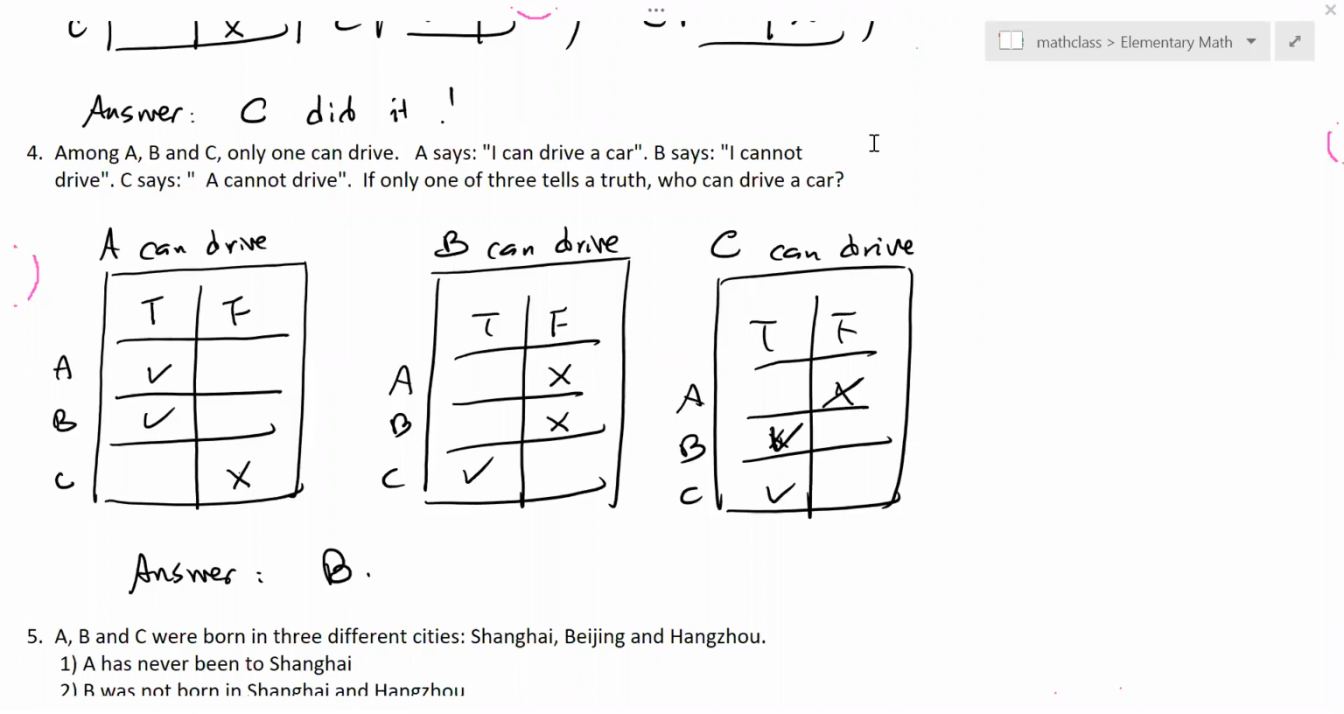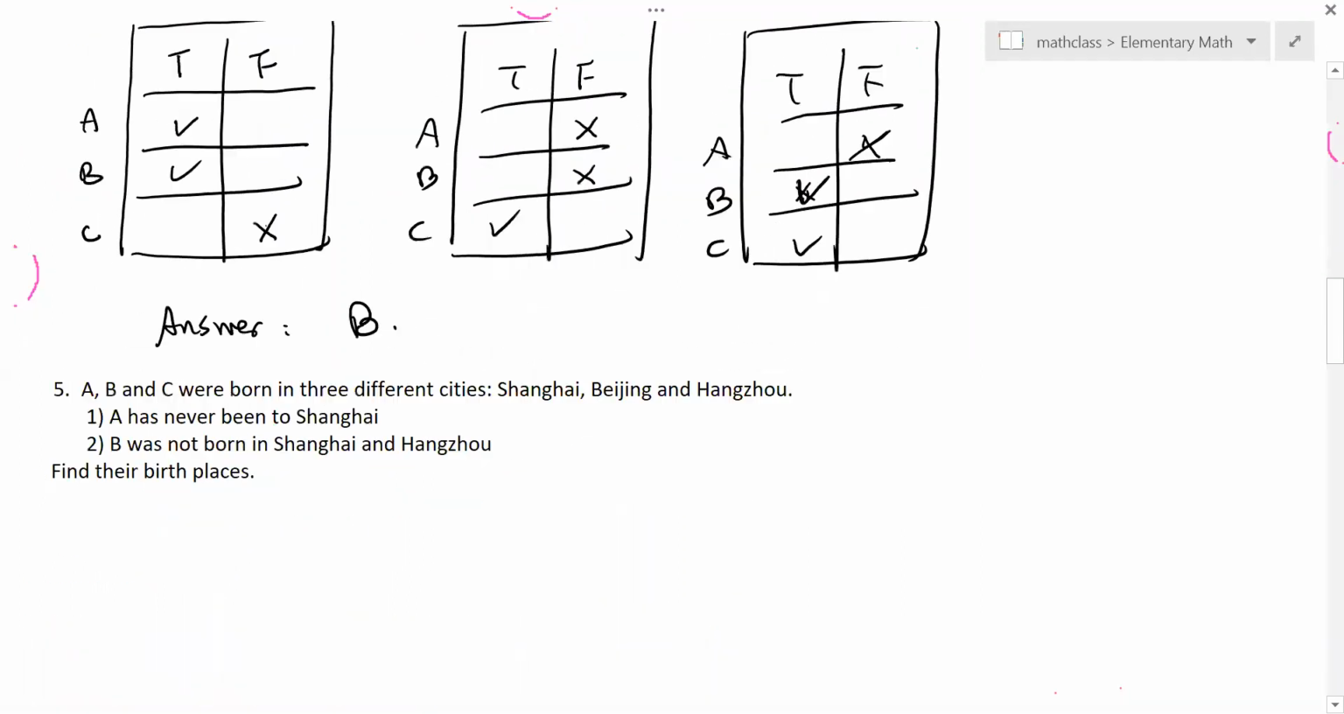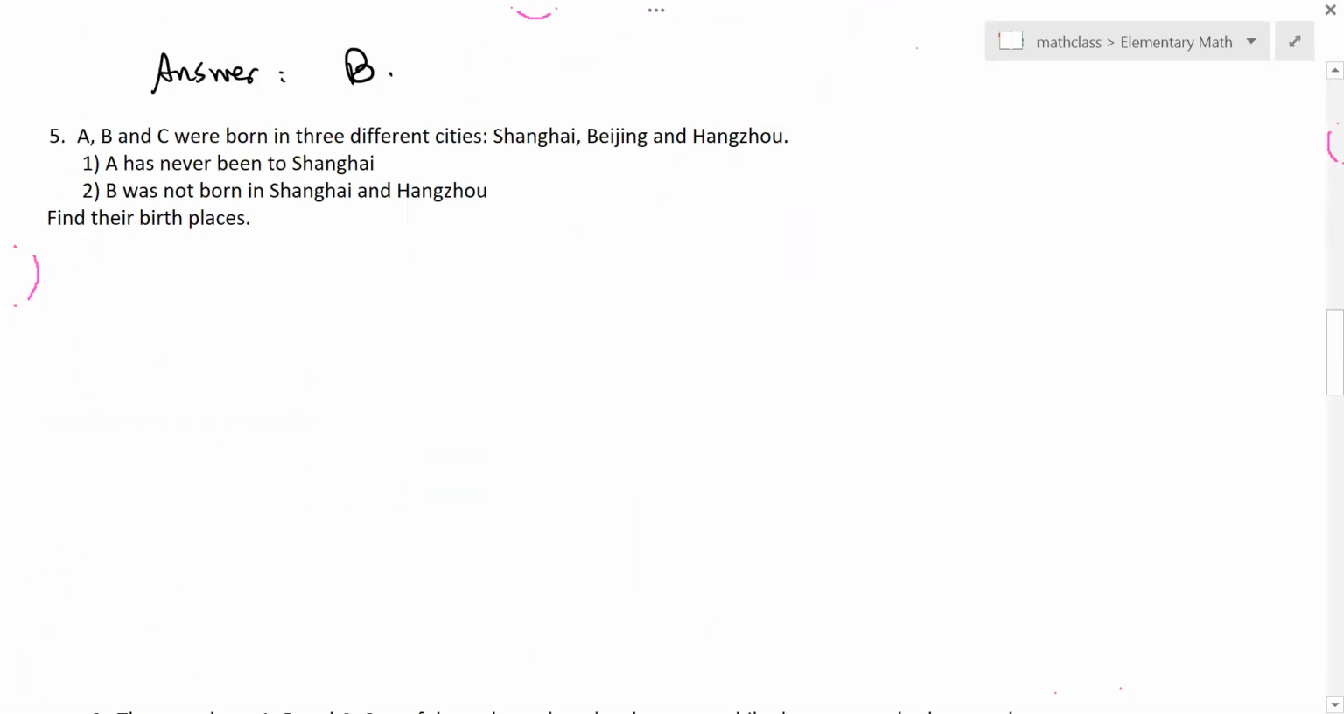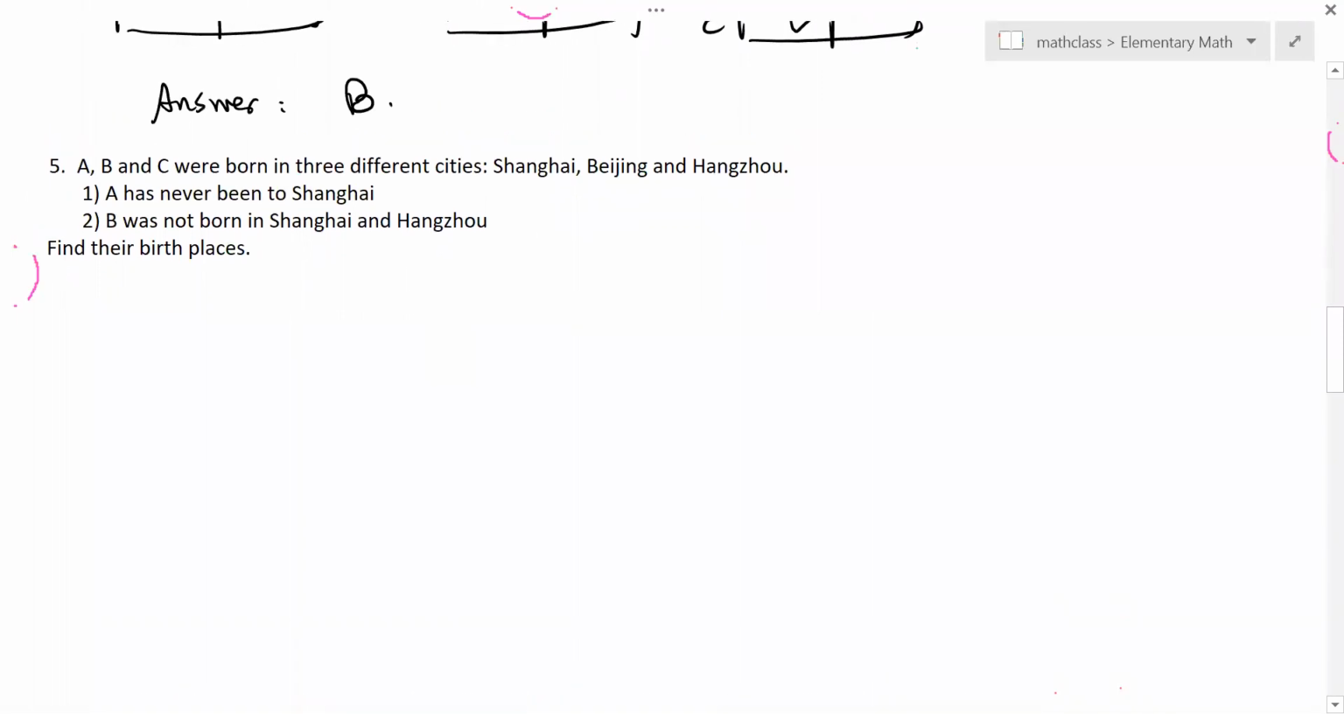All right, so our next problem is as follows. A and B and C were born in three different cities: Shanghai, Beijing, Hangzhou. A has never been in Shanghai. That's the first assumption. B was not born in Shanghai and Hangzhou. You can find their birthplaces, right? Find their birthplaces.